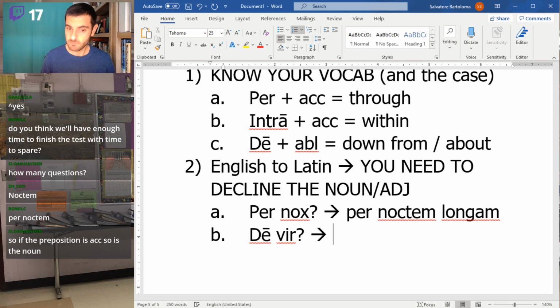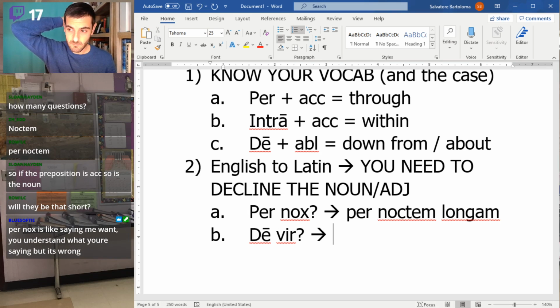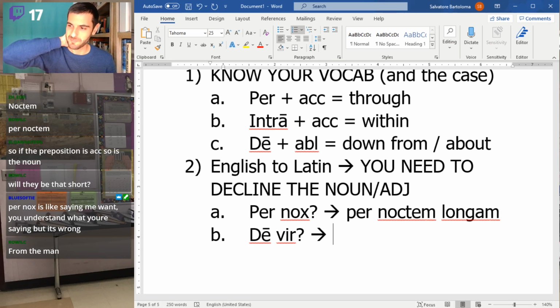De vir? If I wrote a book about a man, it's like saying "me want." I like that, it's a good comparison. But it's not going to be de vir. What's it going to be?